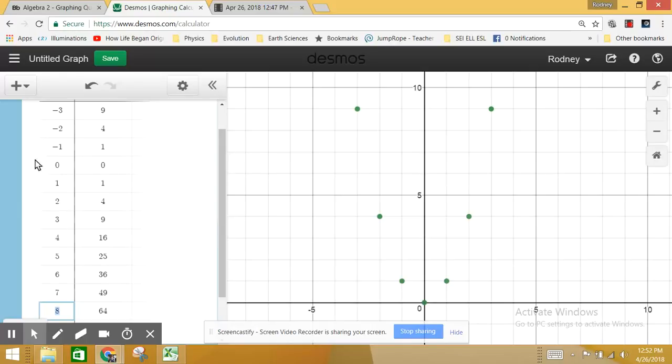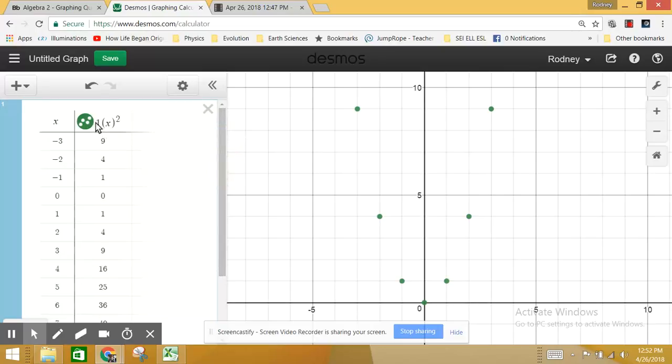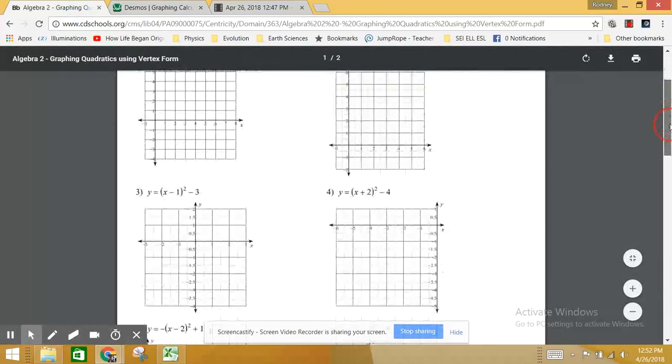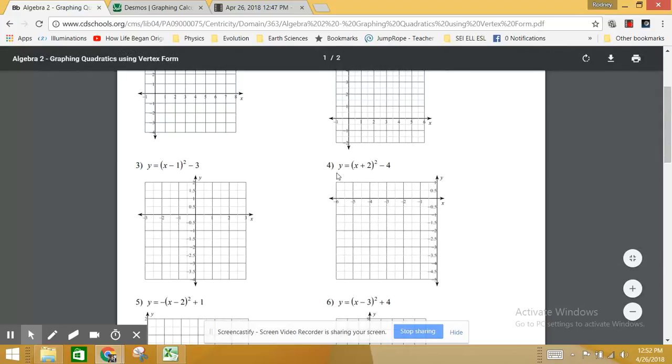If you have your vertex and our a value, that coefficient of the squared part of this thing, is 1, then we're going to have just this step system. We're going +1, +3 more, +5 more, +7 more, and so forth. Okay, so that helps us a lot if we have a parabola like number 4. Number 4 is going to have x plus 2 squared minus 4.